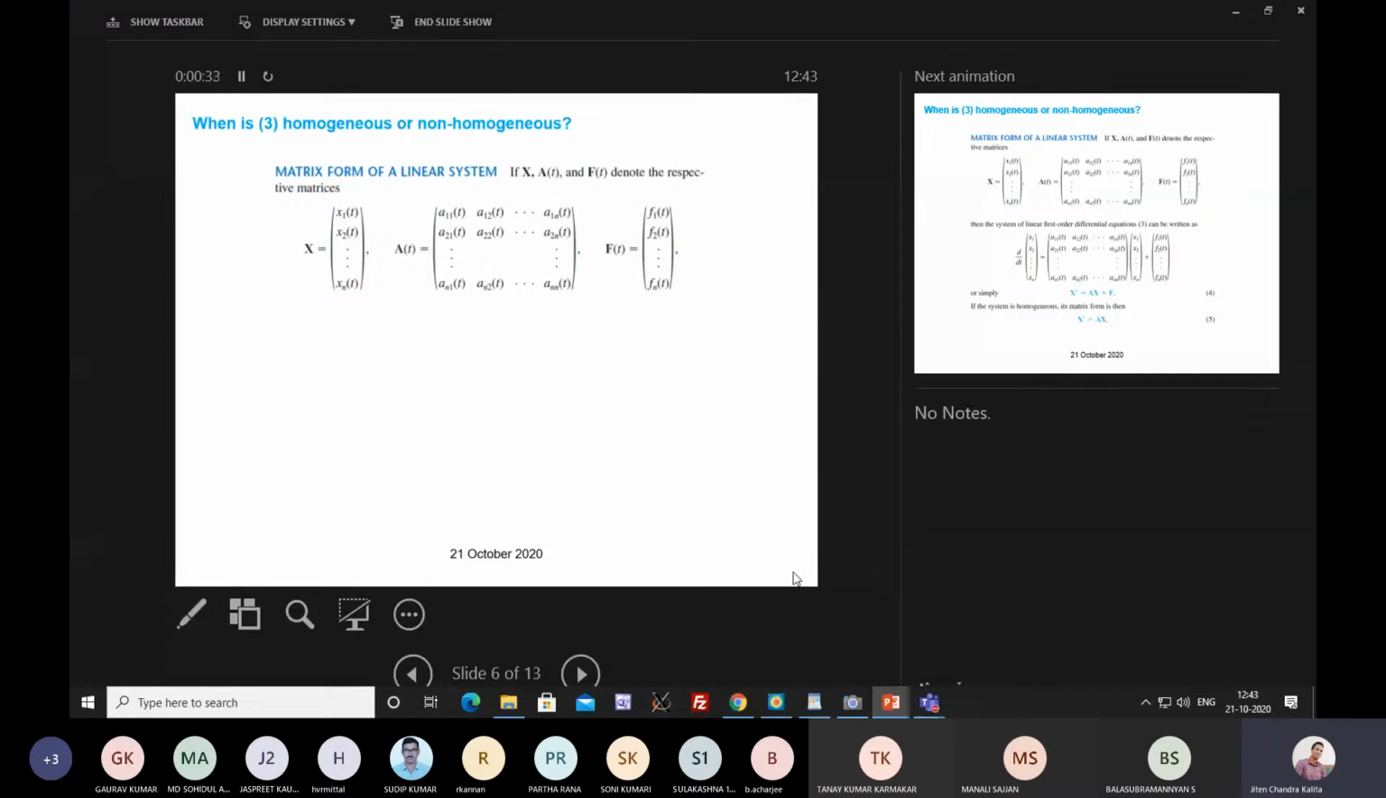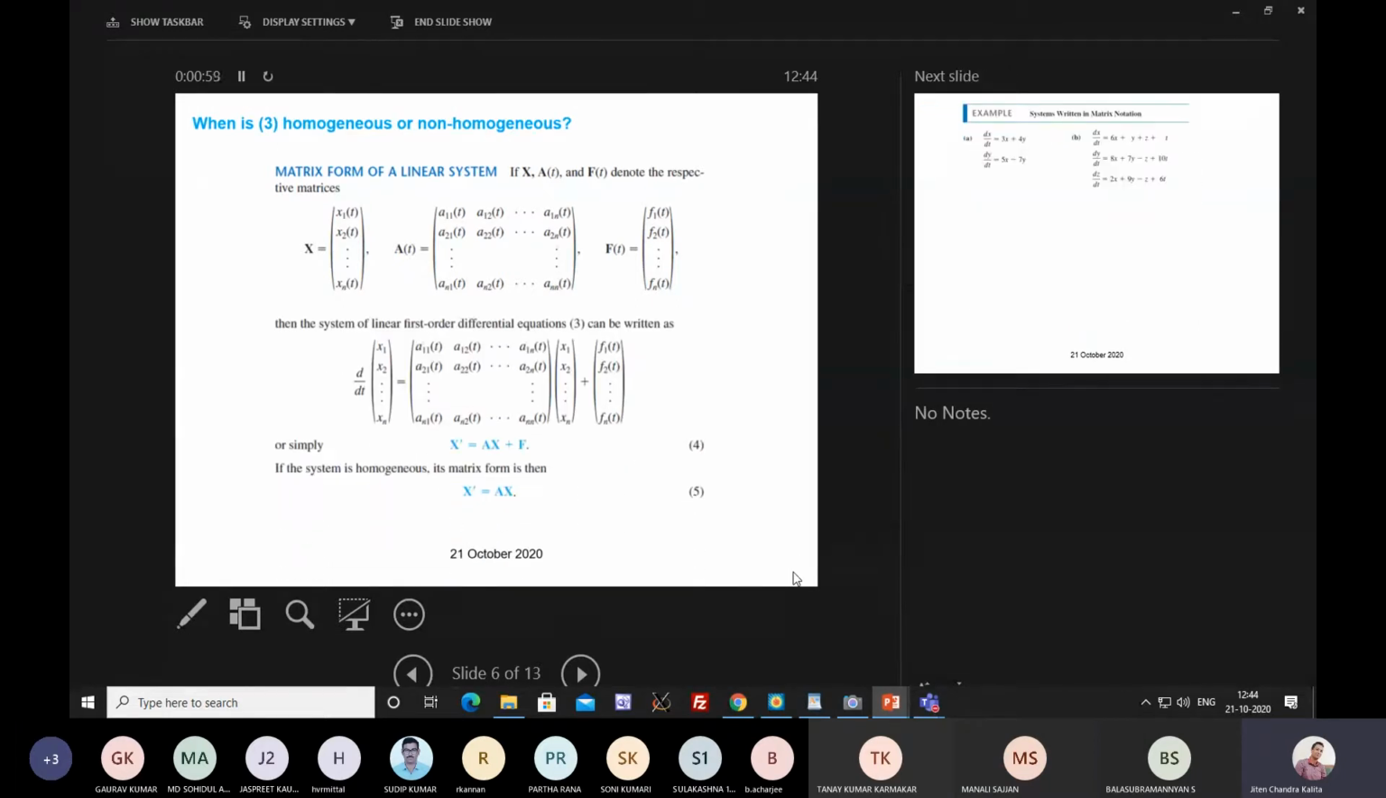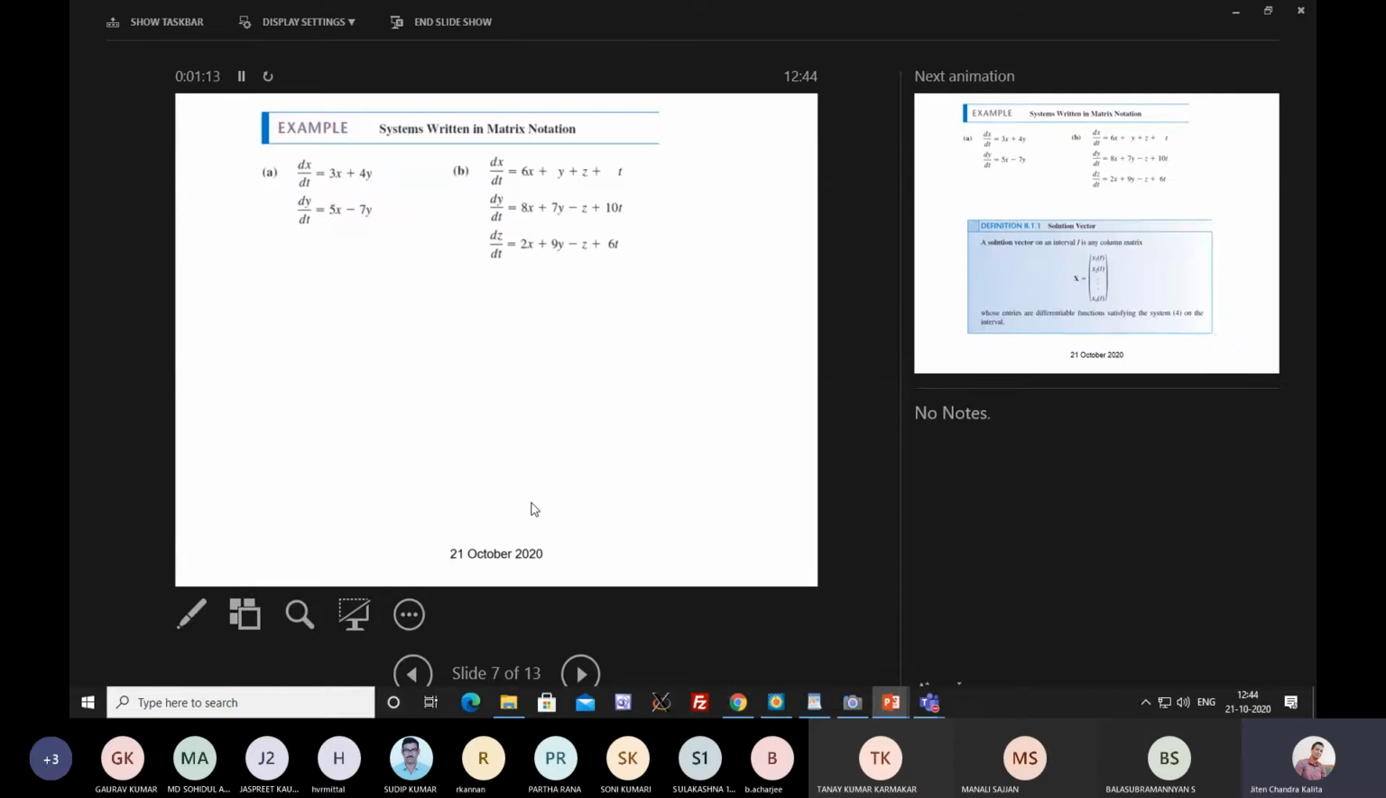You know that if the vector F is 0, then the system of equations becomes homogeneous. Is it okay with everybody? Yes, sir. Fine. Otherwise, it is non-homogeneous. So this I have already explained. Right here you can see that the system is homogeneous. Its matrix is of this form, simply x prime equals Ax. Okay.